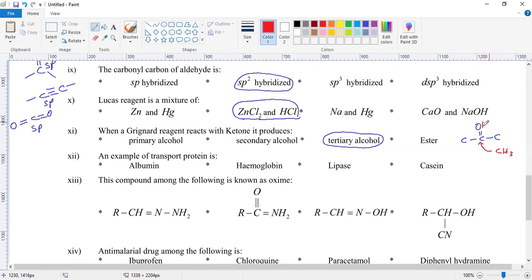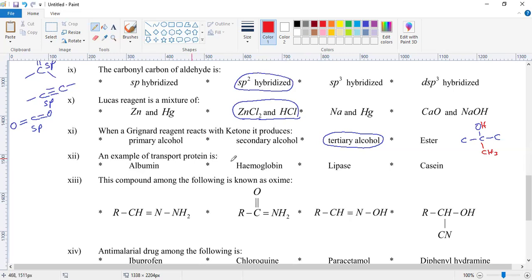So the product would be tertiary. CH3 comes here and it becomes OH, while this double bond changes to single bond. So this is the tertiary alcohol. Remember that whenever Grignard reagent reacts with ketone, it produces tertiary alcohol, and when it reacts with any aldehyde, it forms secondary alcohol, and when it reacts with formaldehyde, that is methanal, then it forms primary alcohol. Okay, so the answer for this MCQ is tertiary alcohol.